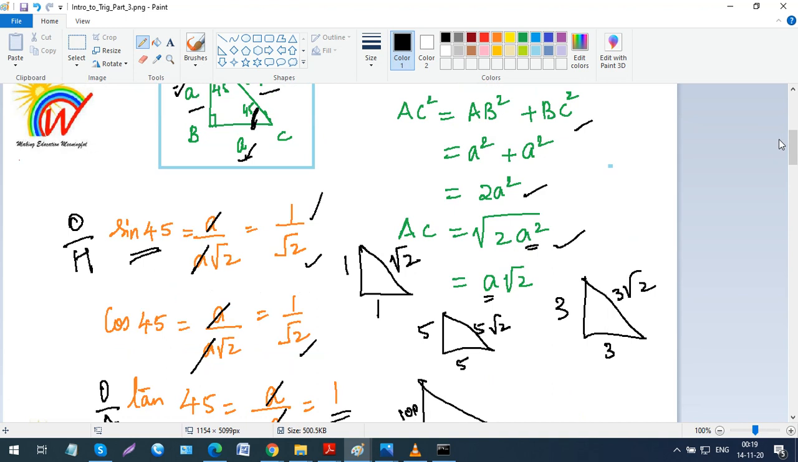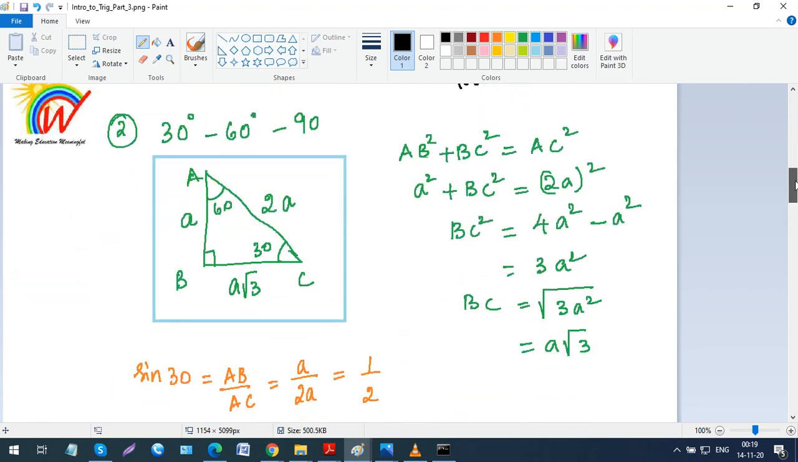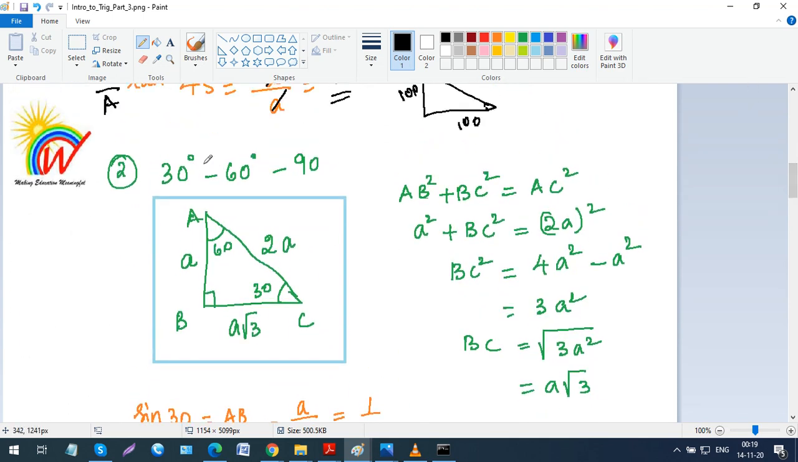Now coming to the next one, the second triangle is 30, 60, 90. Let us say you have a triangle like this. There is a way of deriving this also, but that's not required for you, so I'm not going to explain how to derive this. You can just memorize this. Just draw a triangle. This is 90, one side is 30, the other side is going to be 60, right? Because it should add up to 90, no?